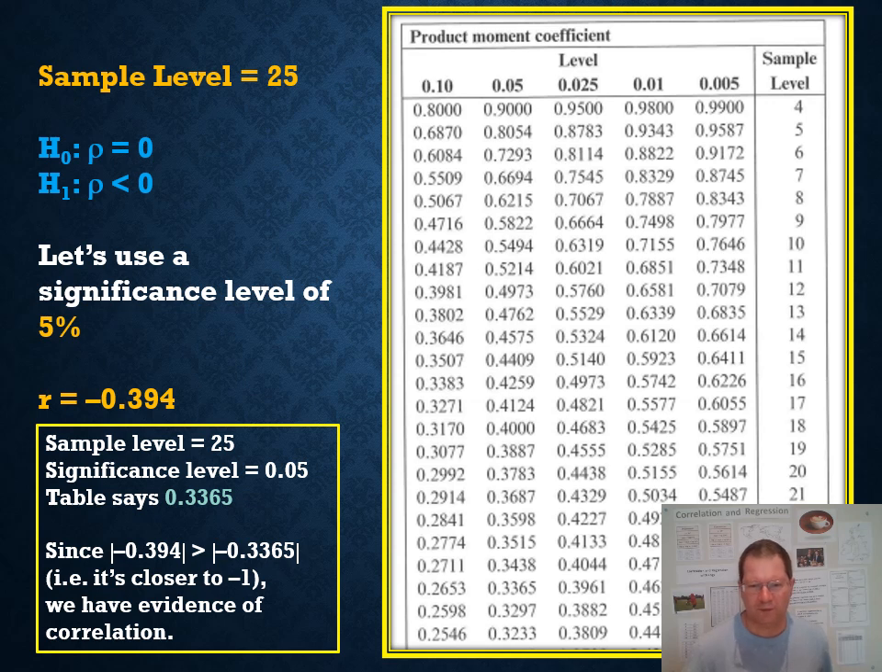So what that means in general, if we were doing positive correlation and we got a value which was greater than 0.3365, then that would indicate positive correlation. Similarly, if we're doing negative correlation, we get a value close to -1, then a negative 0.3365, that would imply negative correlation. So we got a measurement of negative 0.394, and in magnitude that is greater than the size of negative 0.3365, i.e. it is closer to -1, and that means that we have evidence of correlation.